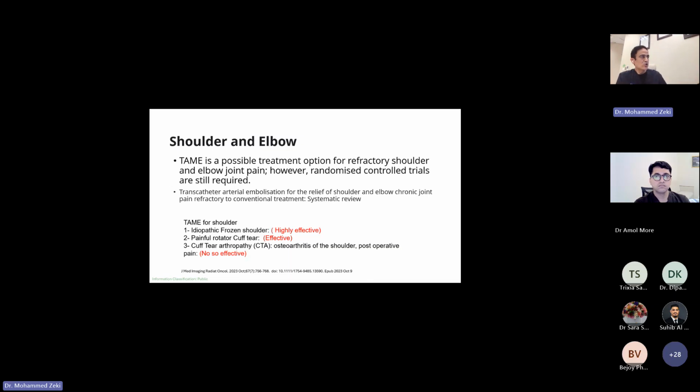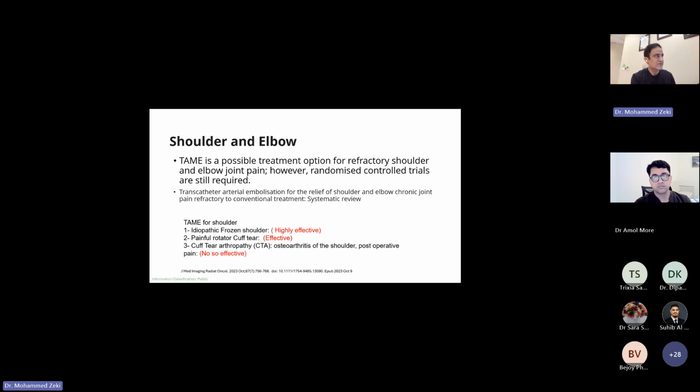Shoulder. This is also a very important subject. We have a lot of patients with shoulder problems. Again, they end up with repeated steroid injections and physiotherapy, and they still continue to struggle with this condition. What they found in this paper, published in a medical imaging journal in 2023, is that idiopathic frozen shoulder has an inflammatory process, and that's why it responds well to embolization.